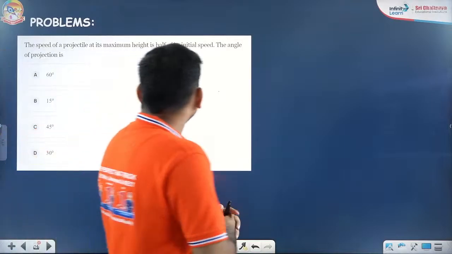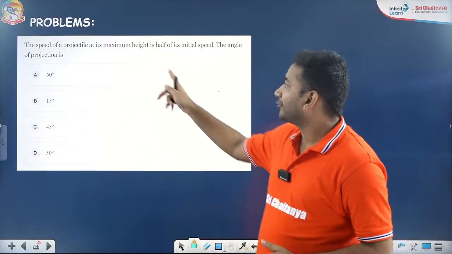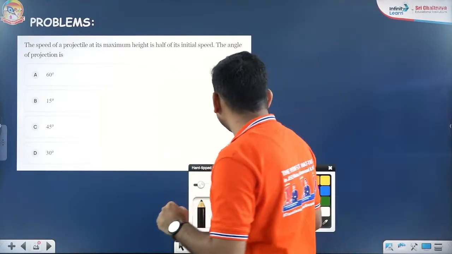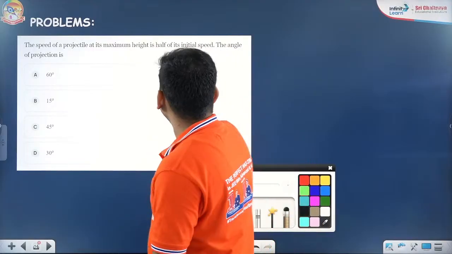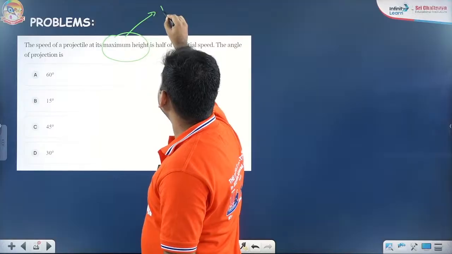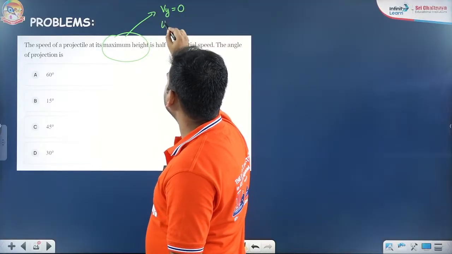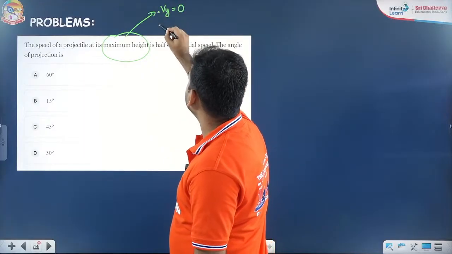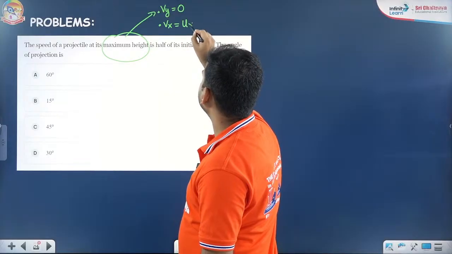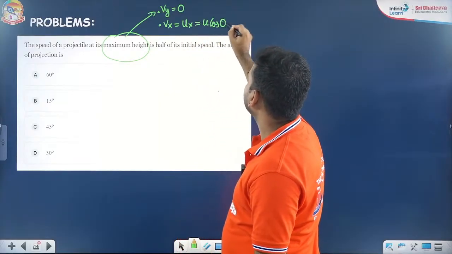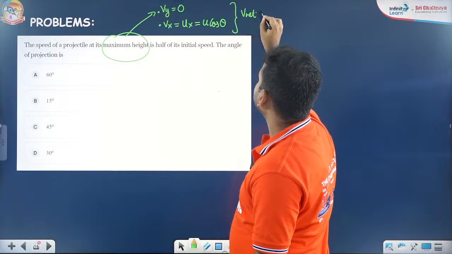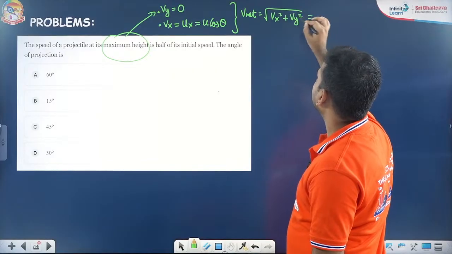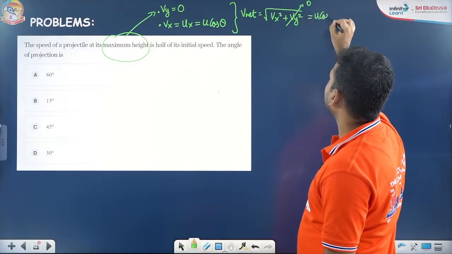The speed of the projectile at the maximum height. I hope you remember what the speed of the projectile at maximum height is. At maximum height, Vy will be 0. I would highlight it here. At maximum height, Vy will be 0, and Vx will be equal to Ux, which is U cos theta. If they say net speed V, that is always the square root of Vx squared plus Vy squared. Because Vy is 0, that will also be U cos theta.